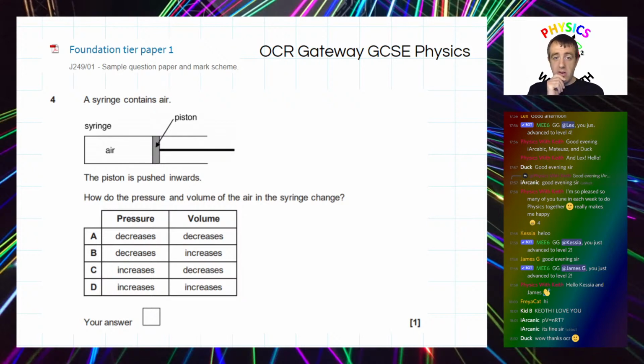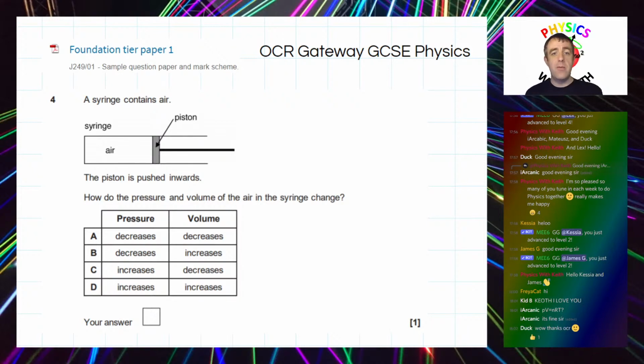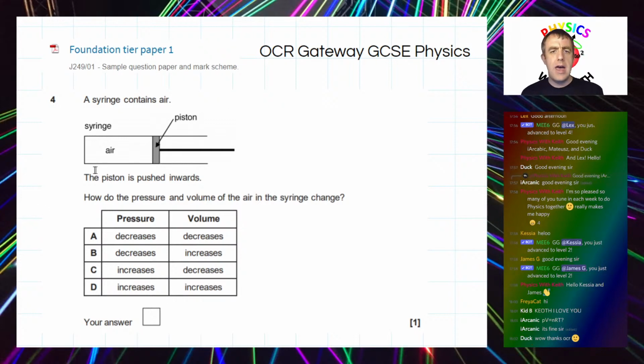So anyway, we've got this first question here, which has come from the Foundation Tier Paper 1 for the GCSE Gateway course. This is from the sample papers. The first two questions we're going to look at are multiple choice, and I think they should be quite straightforward, really. So what I want you to do is to have a look at this question, decide whether you think the answer is A, B, C, or D, and then I'm going to ask you to vote for what you think the correct answer is.